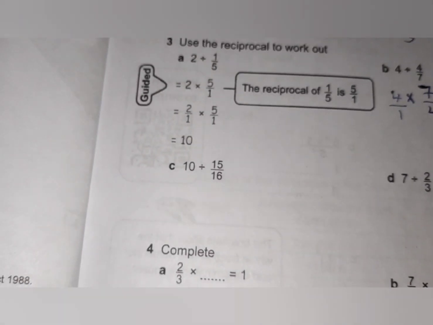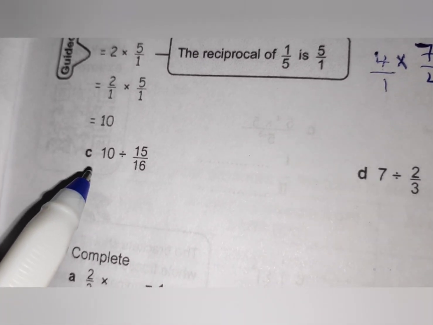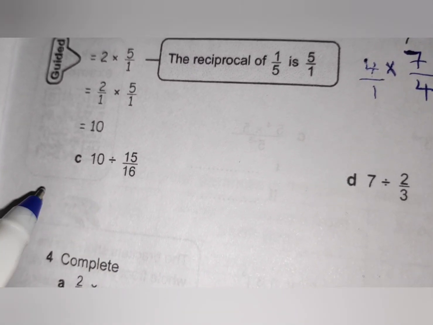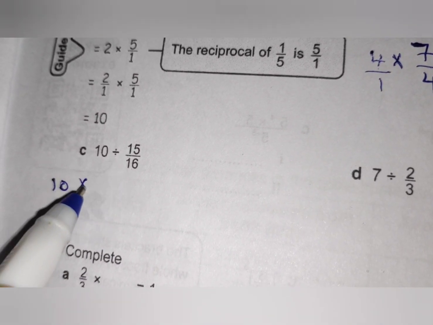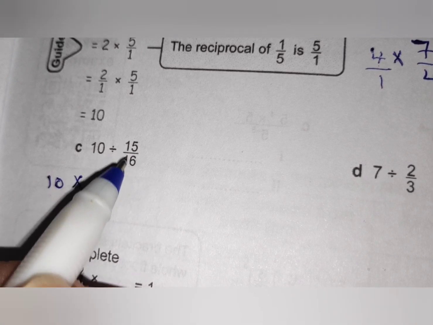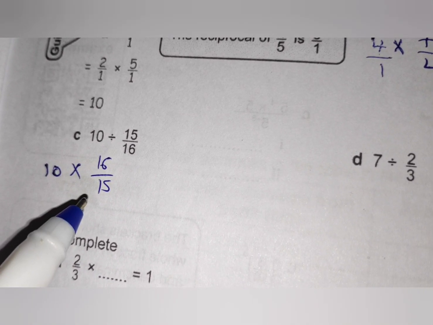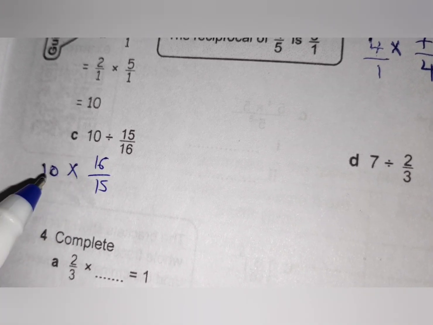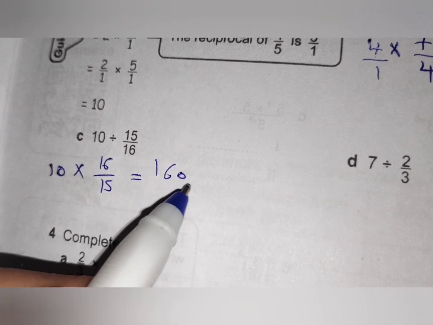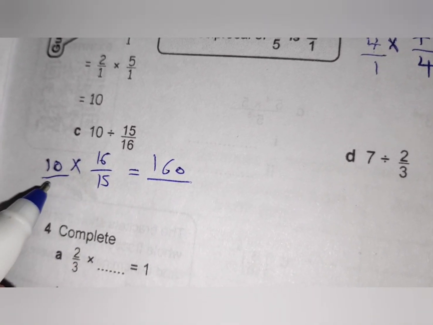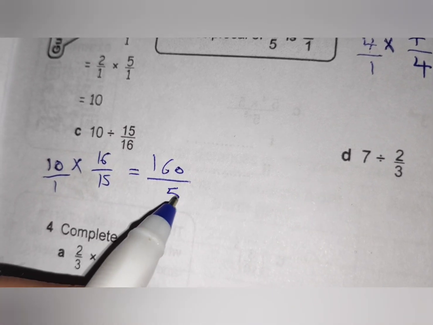Now let's move on to the next one, C. As we said, same idea. We're going to follow the same rule, keep, change, flip. So we're going to keep the first number, and then we're going to change the division into multiplying. And then we're going to flip this fraction. So it's going to be 16 over 15. And when you multiply, you're going to multiply the ones on top. So 10 times 16 is going to be 160. And then we're going to put a denominator here and we're going to multiply it. So 1 times 15 is going to be 15.